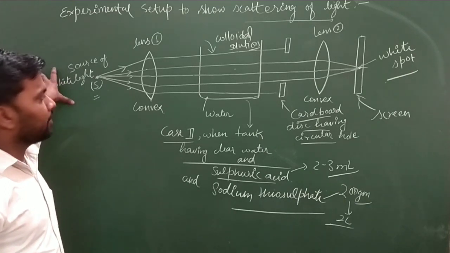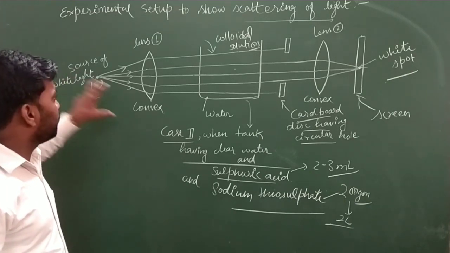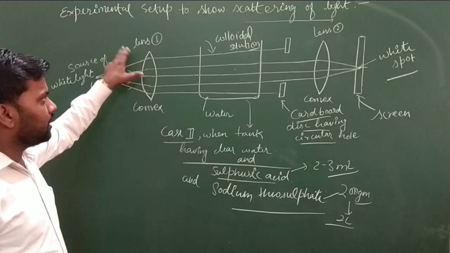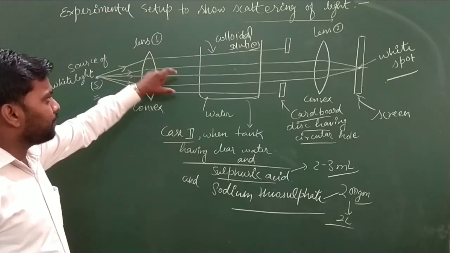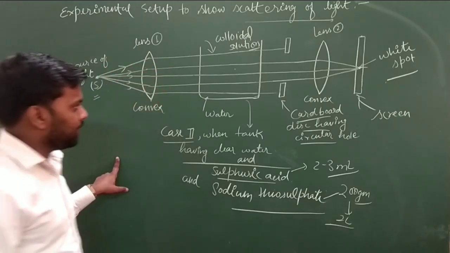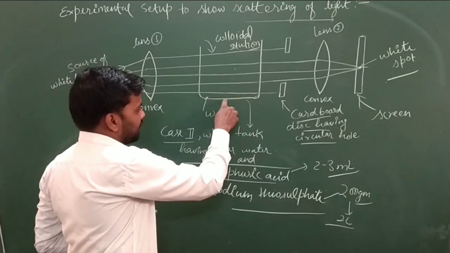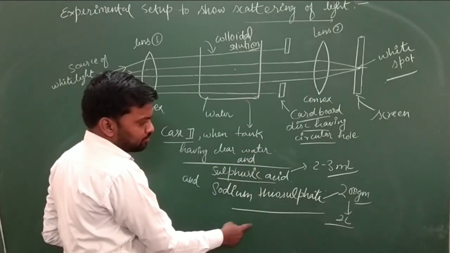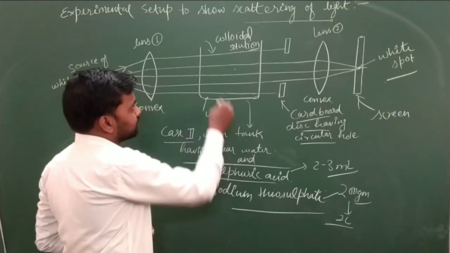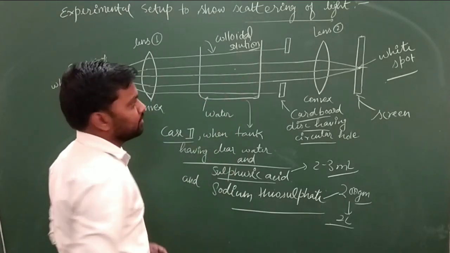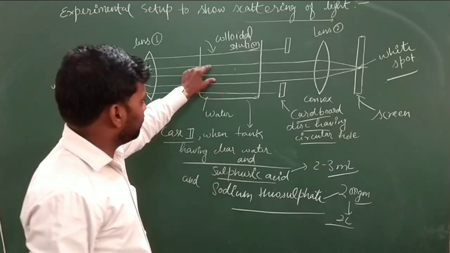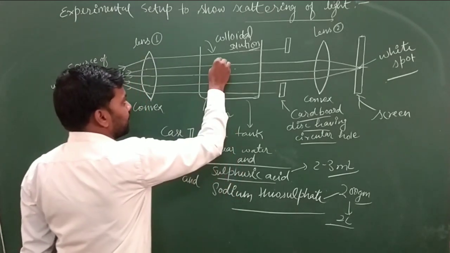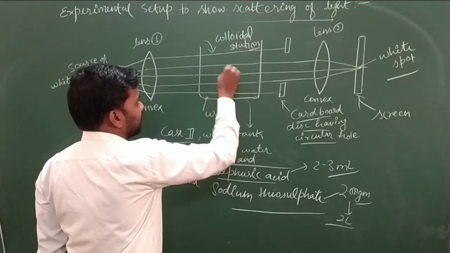It is the source of light. When this light falls on the convex lens L1, it will again become parallel to the principal axis. But now this tank has water, sulfuric acid and sodium thiosulfate, and the sulfur particles will start moving in this tank. So what will happen? It will start scattering the light rays.